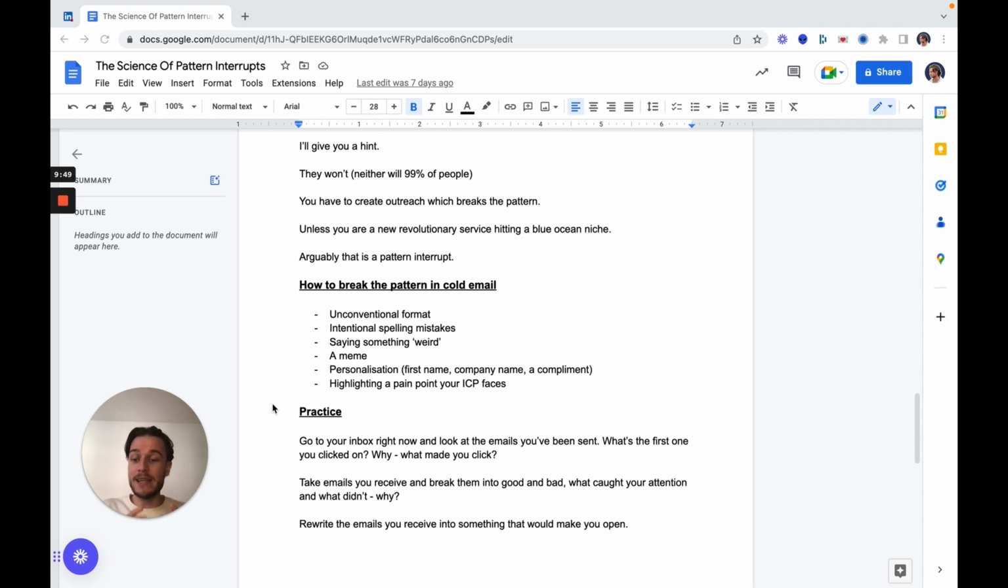And what you should do is rewrite some of the emails that you receive into something that you think would make you open. So if you get a B2B service cold email from a business, and it's potentially of use to you, but the cold email absolutely sucks, then rewrite it in a way that would make you want to open it and in a way that would make you want to respond.